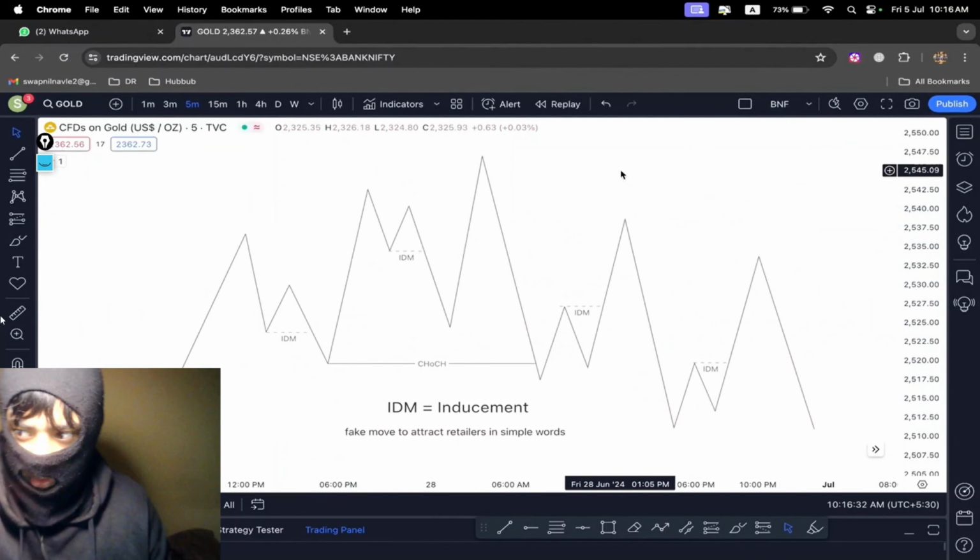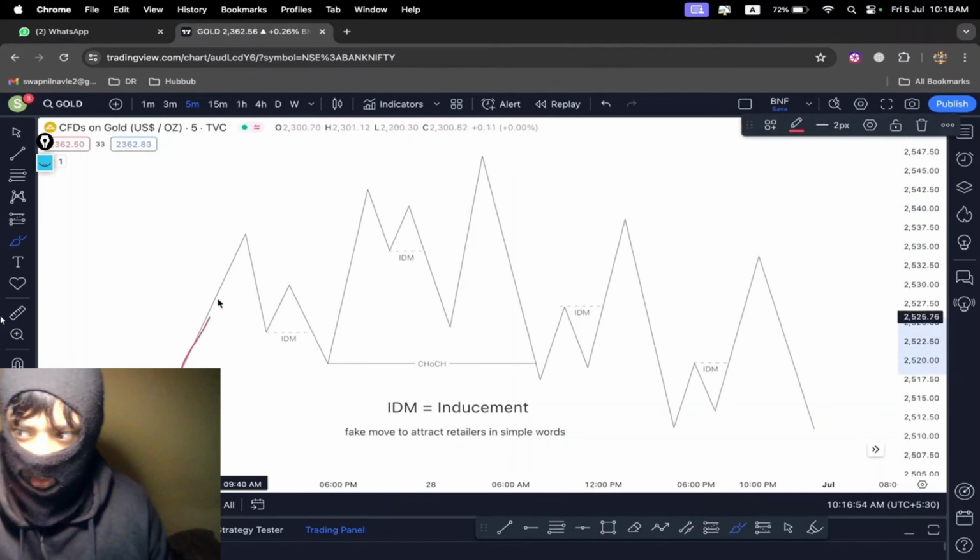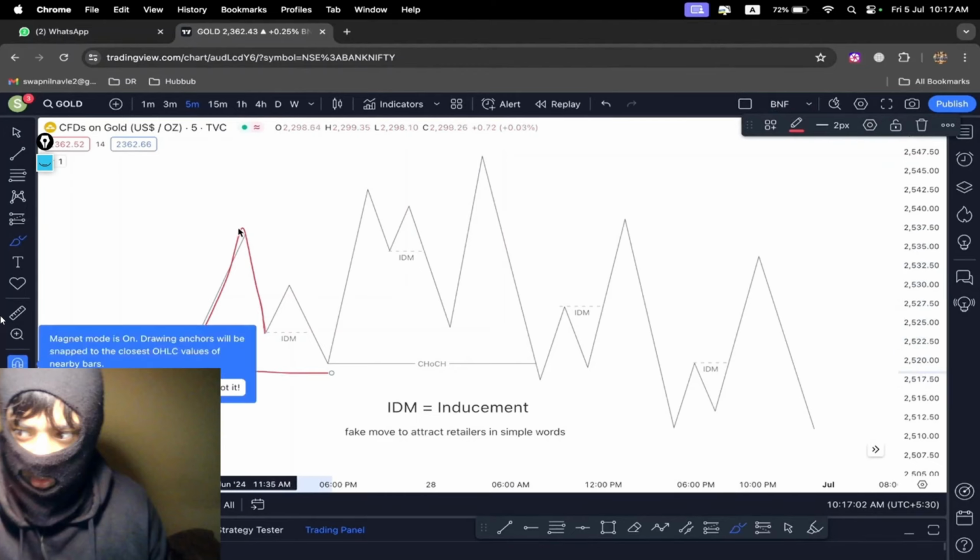Look, the full form of IDM is inducement. What is inducement? Why does an inducement exist? Where does it end? We'll learn all this later, but first, we'll understand where it occurs. Look, whenever the market forms a structure according to the SMC, it just formed a structure. What did the market create right now? The market created a low.